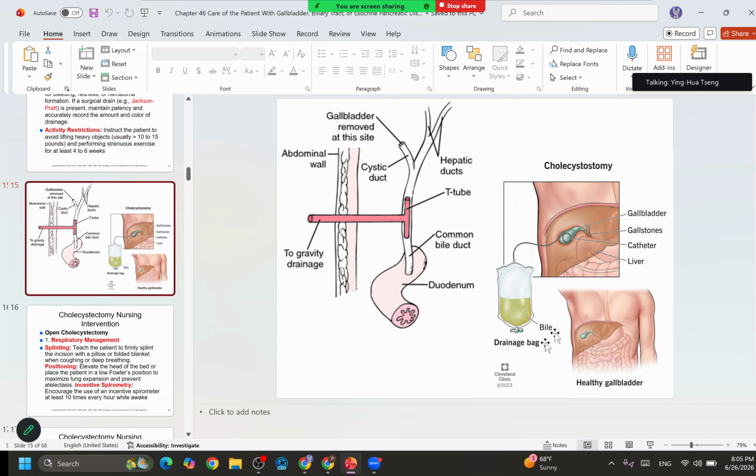Okay. So remember, this is very important. I give you the hint. Okay, the T tube. First is the color and the drainage system like this.